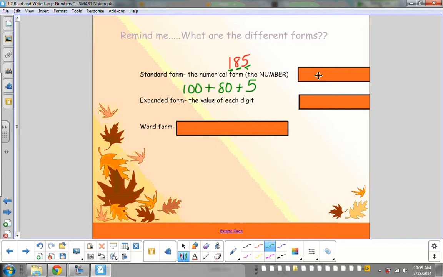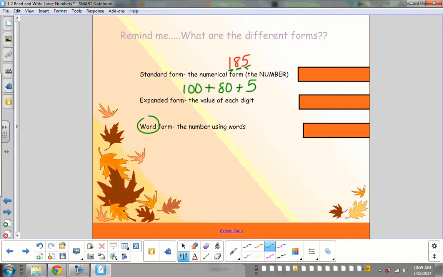What about word form? What does word form kind of look like or mean? Word form is just as it sounds. It's the number using words. So if I took 185 and put it into words, it would be 100. So that's how we would write 185 using word form.